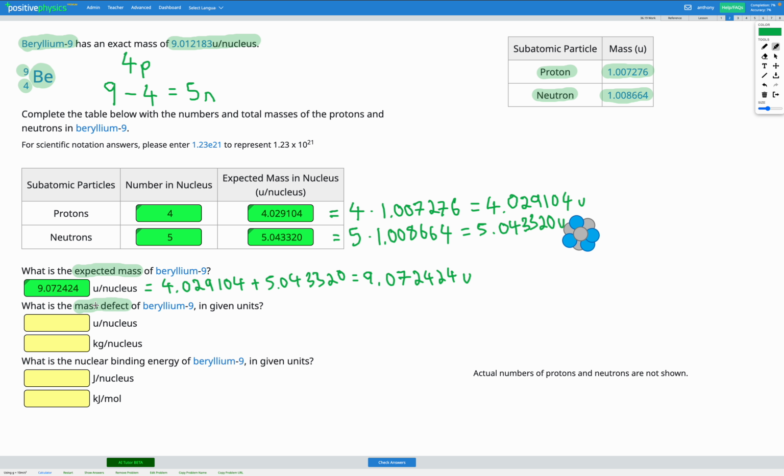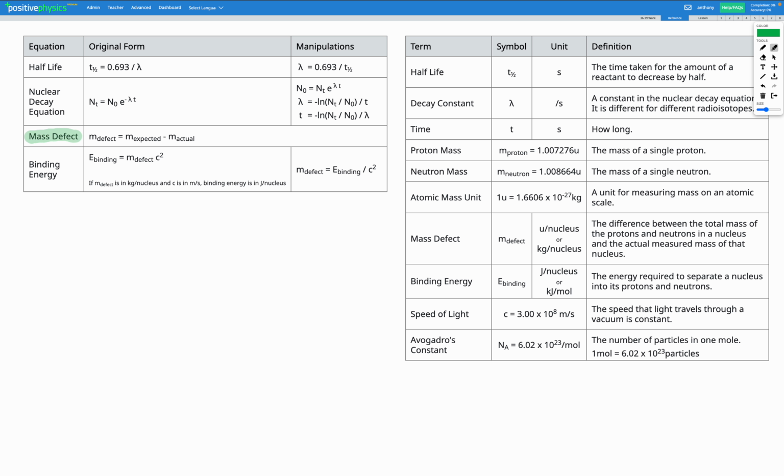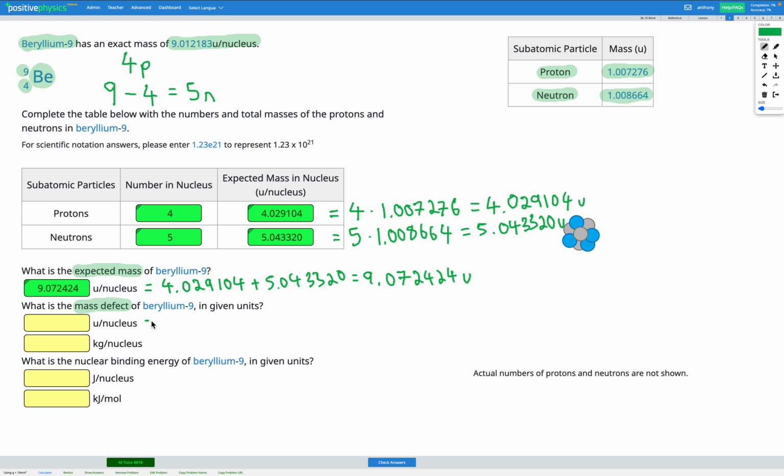So the mass defect is the difference between the expected mass based on all the parts added up and the actual mass, which is slightly less. To calculate the mass defect, all we need to do is subtract the actual mass from the expected mass. Our expected mass was 9.072424 minus our actual mass, which was, from the question, 9.012183. Putting that on our calculator, we get a mass defect of 0.060241. And the units for that are U per nucleus.